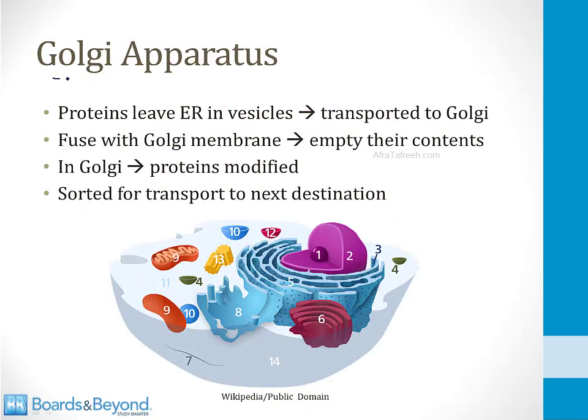Next, let's talk about the Golgi apparatus. Many people describe the Golgi apparatus as the post office of the cell because proteins leave the endoplasmic reticulum and go to the Golgi apparatus where they are modified and directed to their final destinations.